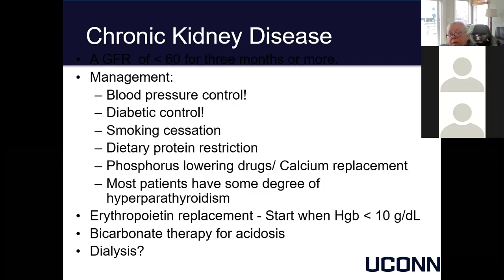So we start erythropoietin replacement on these patients, especially when the hemoglobin gets below 10, to help stimulate whatever erythropoietin they can produce and to make sure that we maintain their oxygen carrying capacity as long as possible.